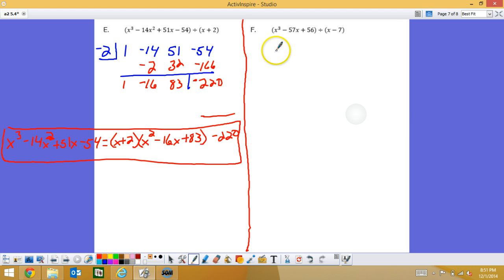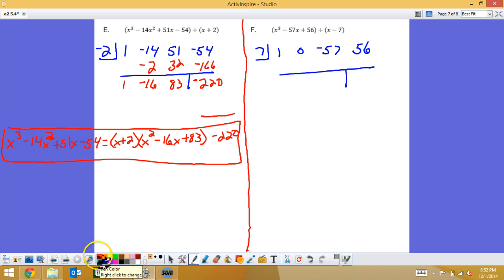So finally, for F, 7 will go in the box. And here are the coefficients on those terms. You'll notice once again, since I don't have a quadratic term in the dividend, I fill that space with a 0.